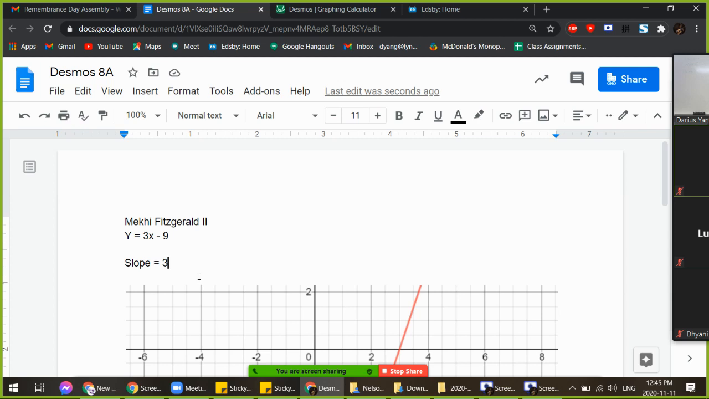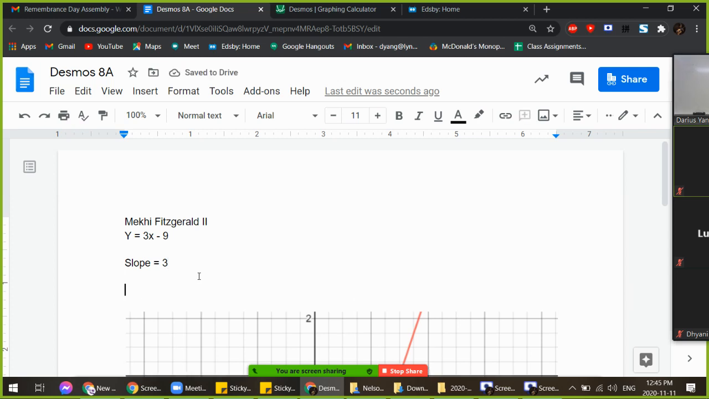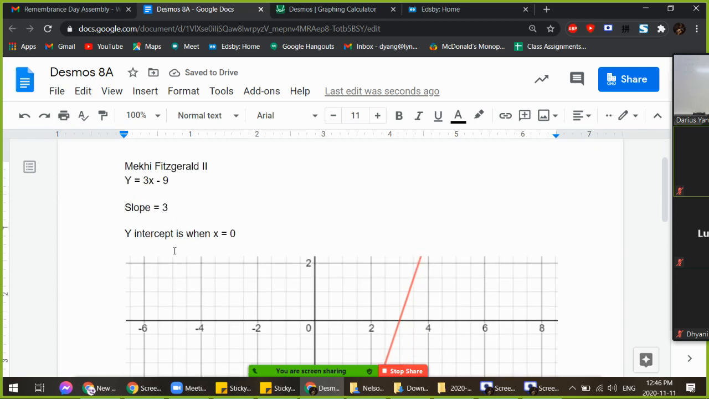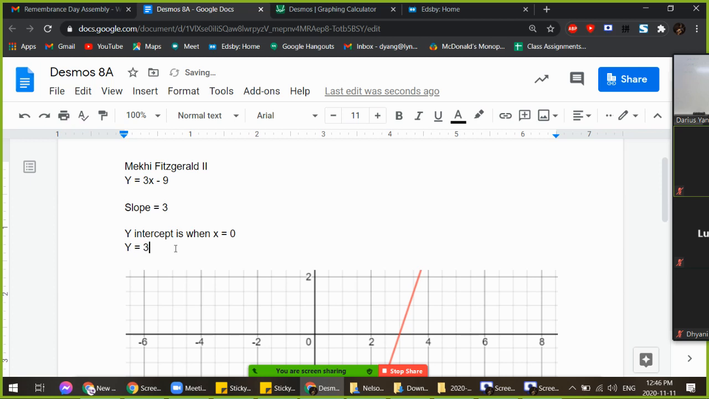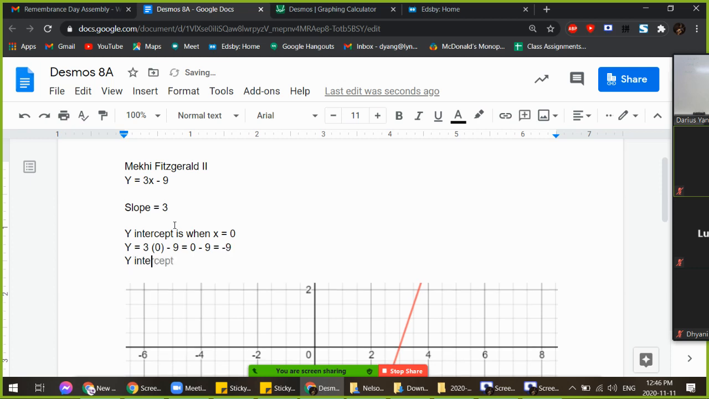Now, you're gonna figure out two other things other than slope, which are the y-intercept and x-intercept. I'm gonna write it down here, and you can write it down too on your assignment. Y-intercept is when x is 0. So y equals 3 times 0 minus 9, which is 0 minus 9, which is negative 9. So the y-intercept is (0, negative 9). Negative 9 is a number. Brackets 0, negative 9 is a coordinate.